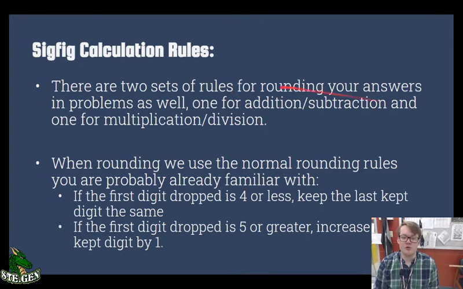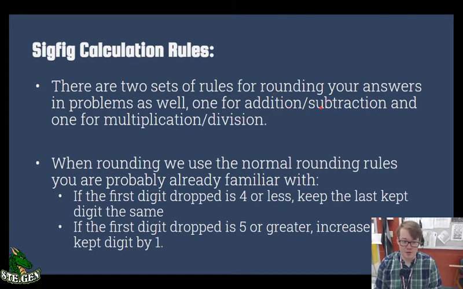There's two sets of rules for rounding your answers in problems, one for addition and one for multiplication, and they're kind of subcategories. So adding and subtracting have their own set of rules. Multiplication and division have their own set of rules.